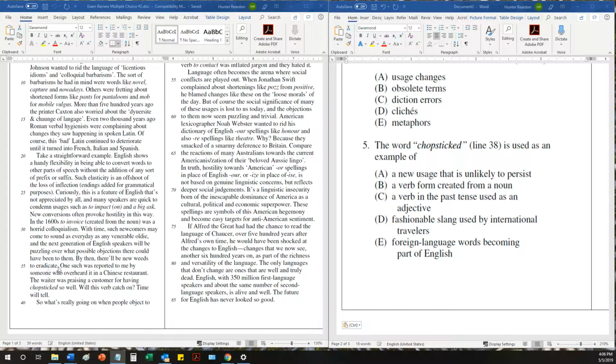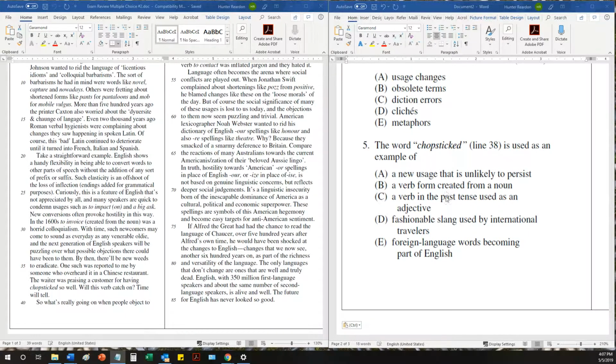Line 35 reads, there will be no, one such was reported to me by someone who overheard it in a Chinese restaurant. And the antecedent of such here, we've got to look at such. Such is behaving like a pronoun. So the antecedent of such is weeds, which is referring back to newcomers. Newcomers is sort of personifying the words themselves, new words, right? And that is referring back to verbs that were made from nouns, like to invoice, right? There's all of these connections or hyperlinks between nouns in this passage. So B, therefore, is the correct answer, a verb form created from a noun.